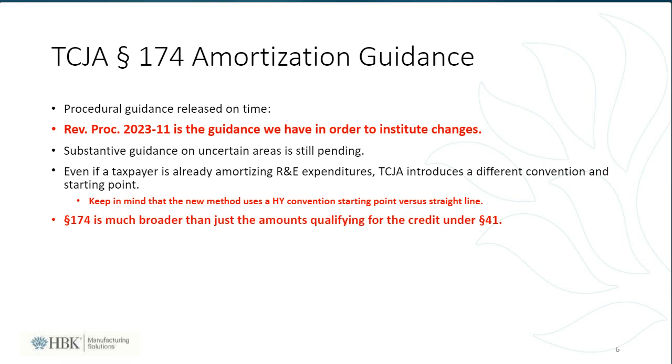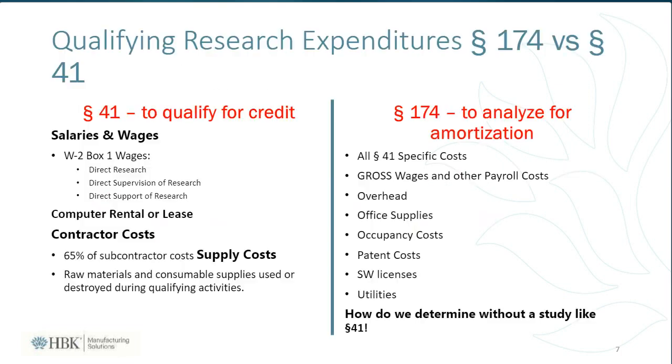A lot of this word salad stuff is hard to understand, but I'll show you a good example of it a little later on that'll hopefully drive it home a little bit. And again, keep in mind, and I'll say this again throughout this presentation, 174 is much broader than Code Section 41. So just because we are taking an R&D credit and tracking our Section 41 expenses doesn't mean that there's not additional expenses out there that we also need to capitalize and amortize under the 5-year period. Here's an example of Code Section 174 and Code Section 41 expenses. And like I said earlier, all 41 expenses are 174 expenses, but not vice versa.